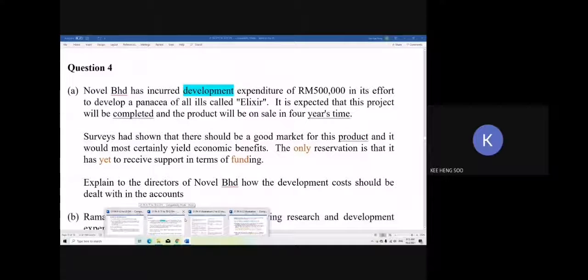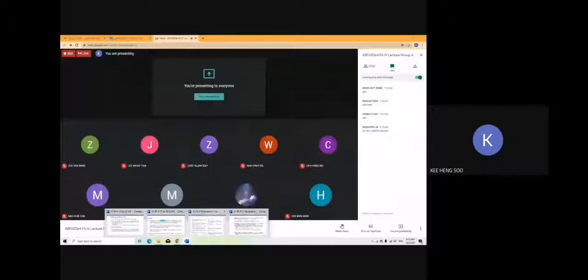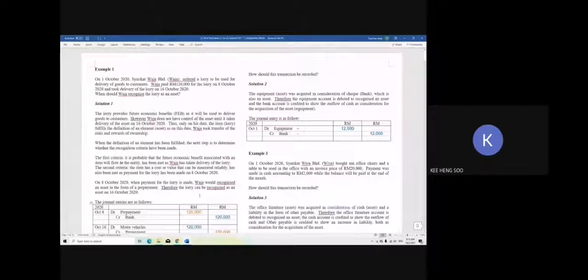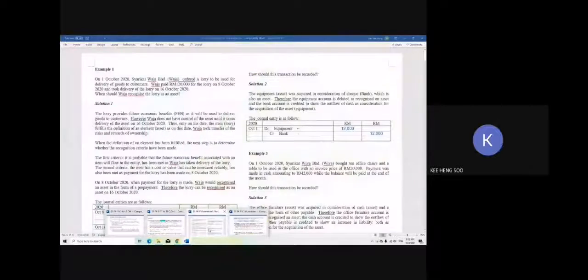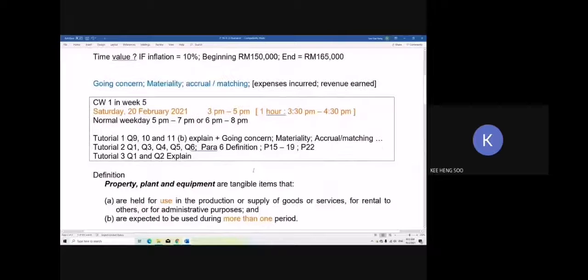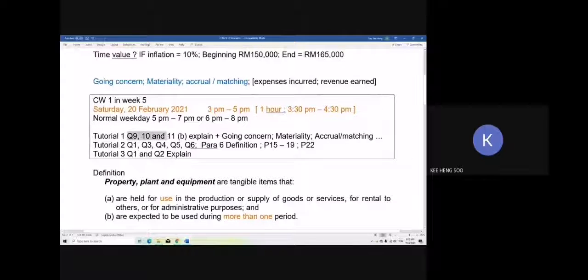Before the inventory, there are still students asking about this revaluation. Remember, in the coursework exam, I said to focus on your tutorial 1, questions 9, 10, 11, the explain. And then tutorial 2, focus on questions 1, 3, 4, 5, and 6.